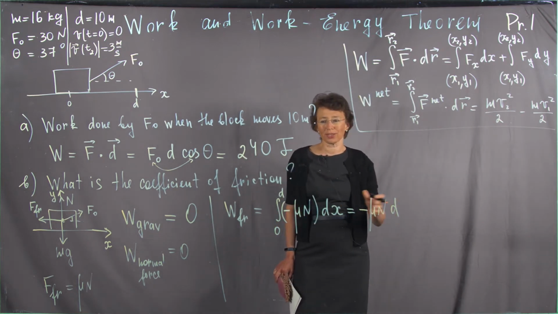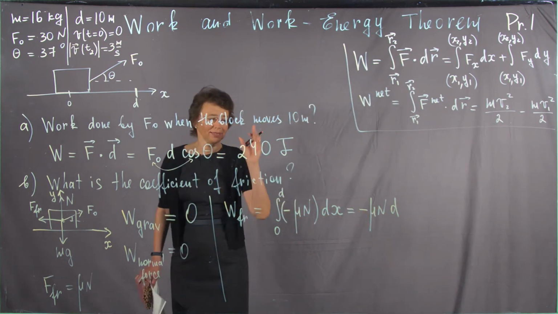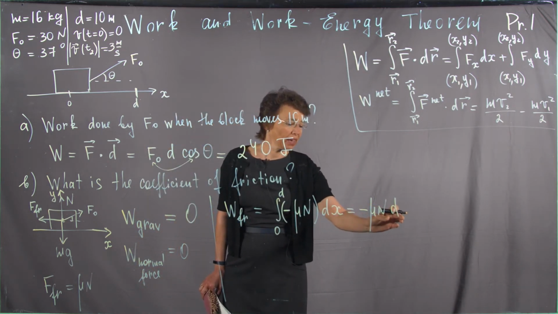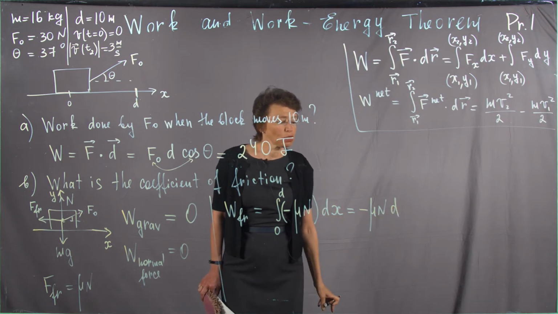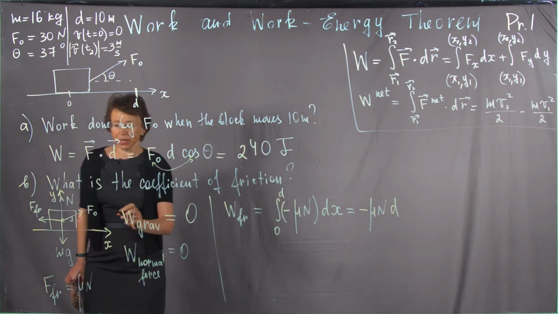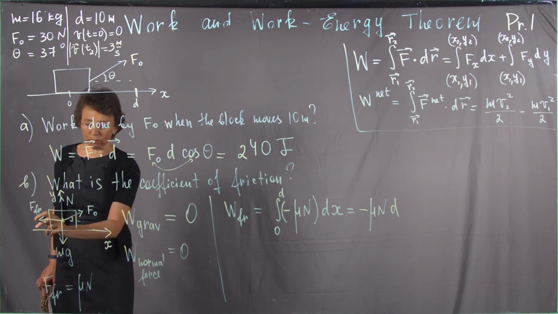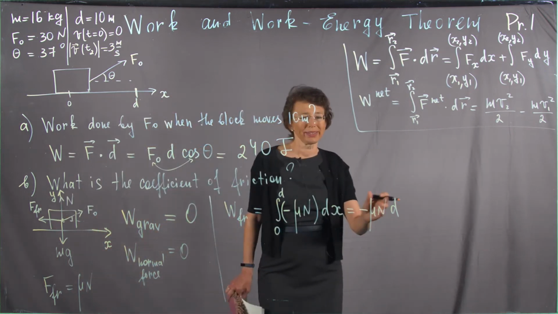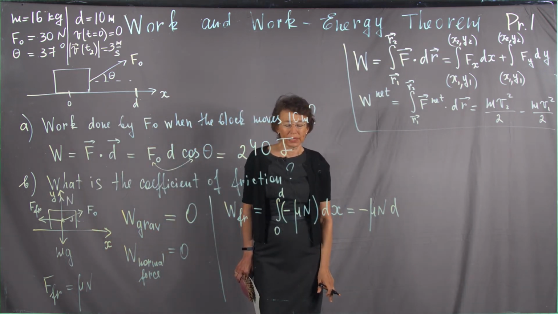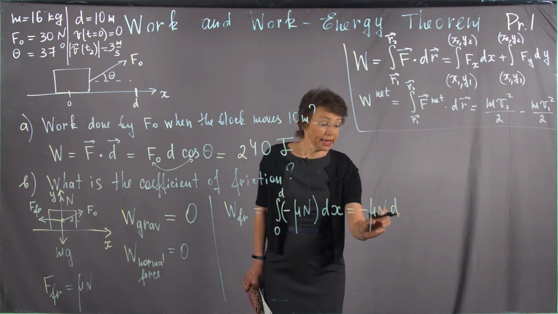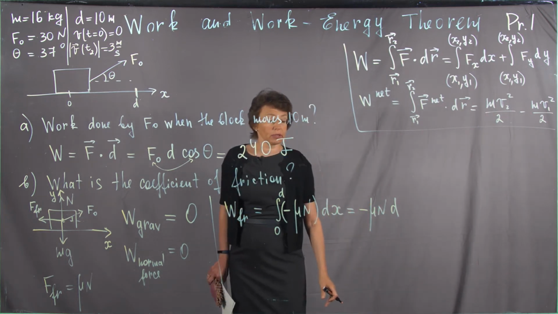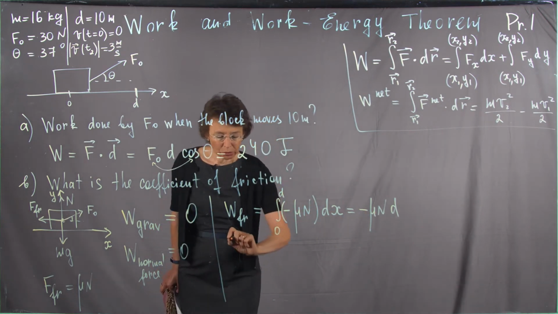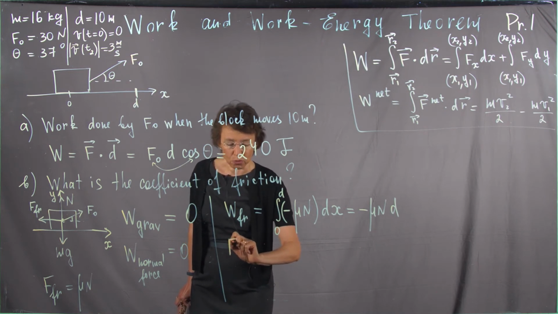Or if I just use my dot product formula, I have magnitude of friction, mu n, magnitude of displacement d, times cosine of angle between them. Angle between displacement and friction is pi, and cosine pi is minus 1. Well, everything works. Now the question is, what is n? I don't know n. N is not given. I also don't know mu, but I'm looking for mu. So how to express n in terms of other forces that are given?